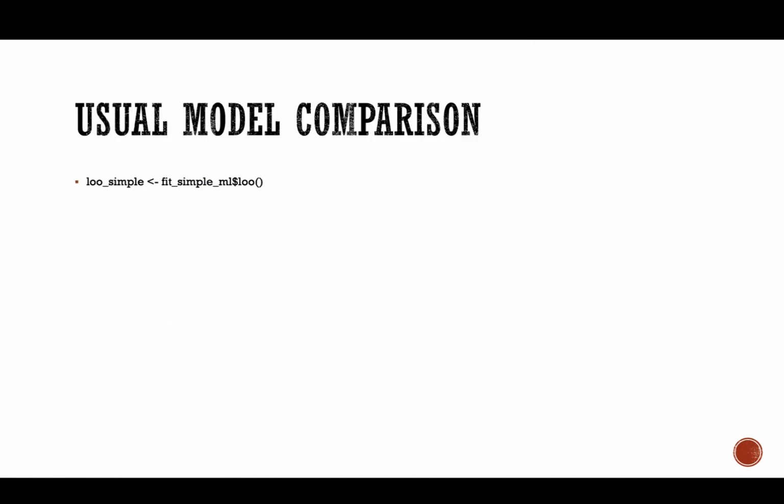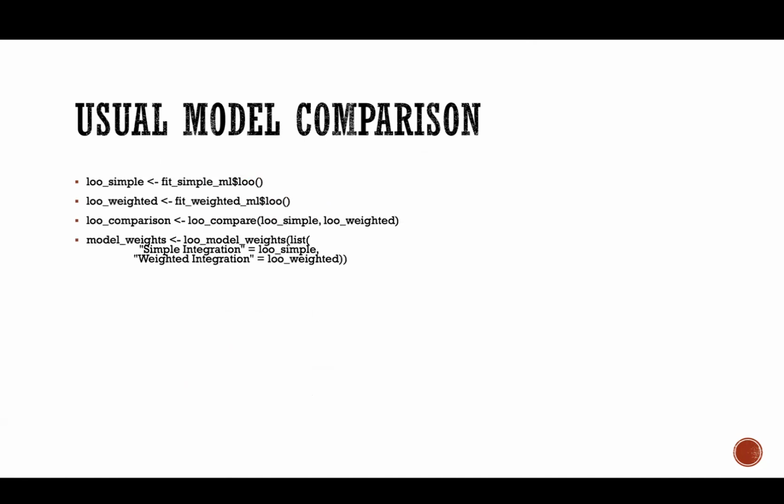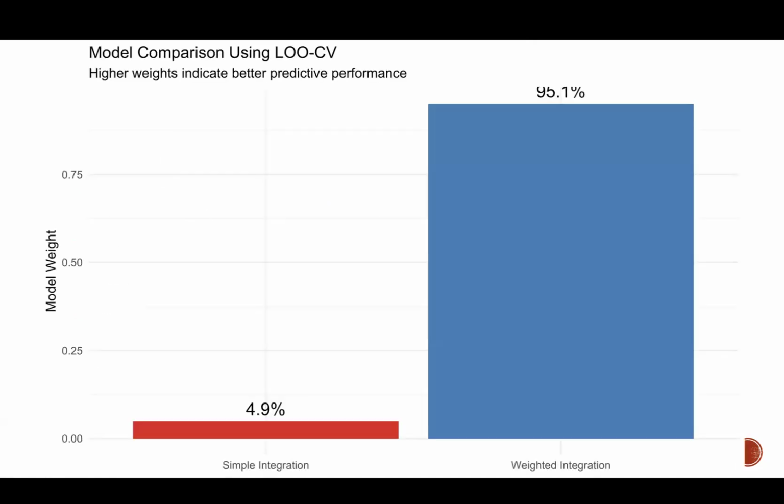So what we do is the usual model comparison, right? We add the LOO, we ask for LOO compare, we ask for the model weights, right? And then we plot it. And it's telling us that all in all, the weighted model is much, much better than the simple agent model at describing the whole data set.